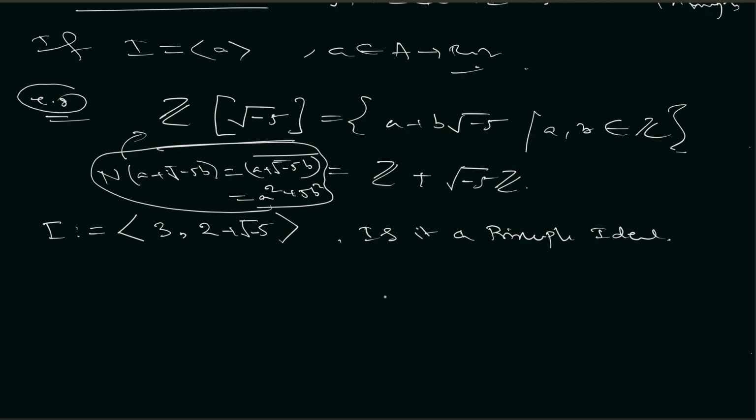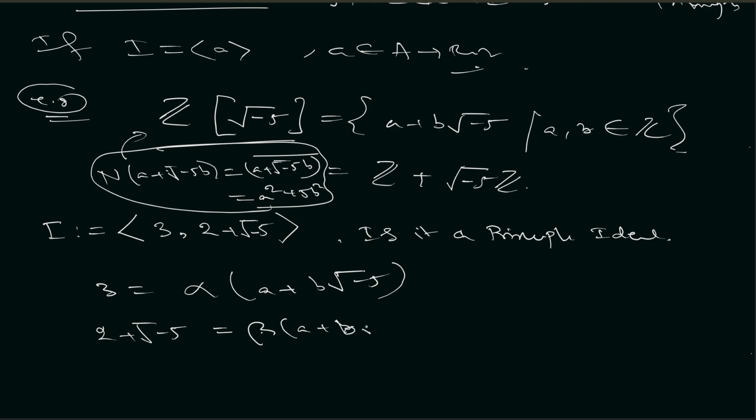Some single element of the ring. So your 3 will be generated by some alpha times a plus b square root of minus 5, and your 2 plus square root of minus 5 will be generated by some beta times a plus square root of minus b square root of minus 5. Suppose this element is generated by these two elements.